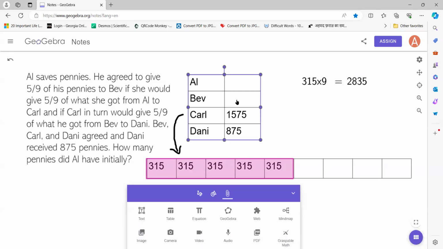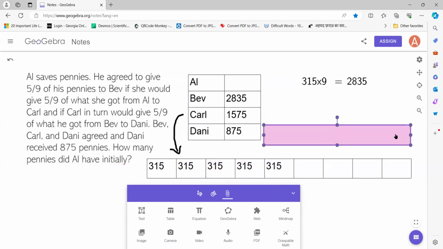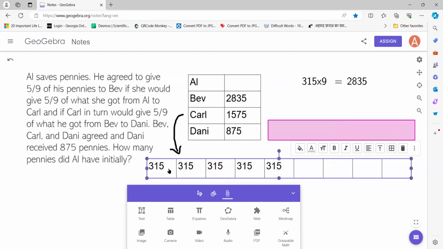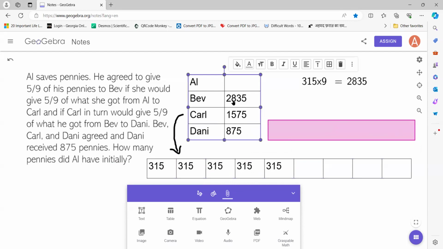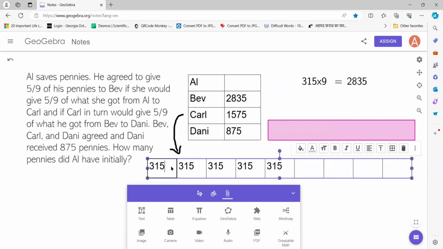I'm going to put that number here, 2,835. I'm going to go check. I just want to make sure I'm not entering the wrong number. Nope, that sounds about right. Now, I'm going to repeat the same process. Once again, I'm going to take 2,835 and divide it by 5 because that number, 2,835, is 5/9 of Al's money.